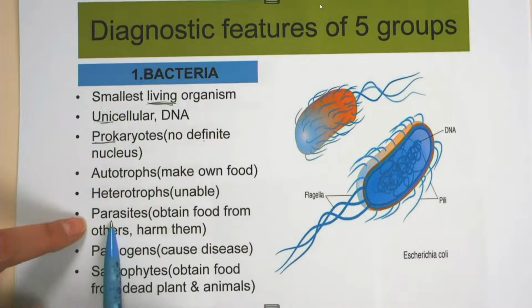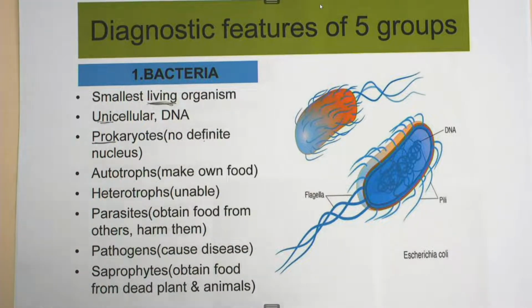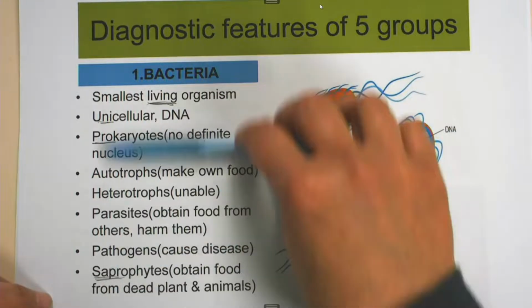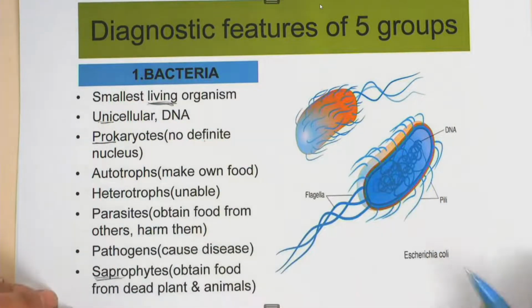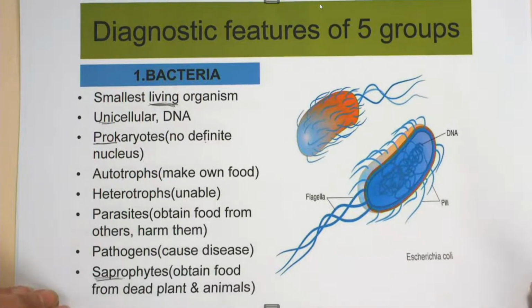Like, for instance, parasites. I sometimes say the children at the tuck shop are parasites. They obtain food from others, and in that process they harm them. They take your food and then you don't have any. Okay, so a parasite is an organism that takes the food and then harms the host in the process. Then saprophytes, sapro meaning dead. So these organisms get their food from dead plants and animals. So when we look at bacteria, all of these things are relevant for this group, the kingdom of bacteria.